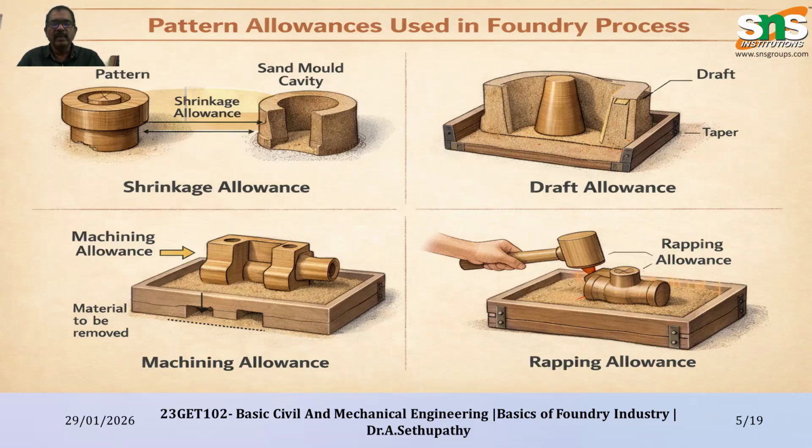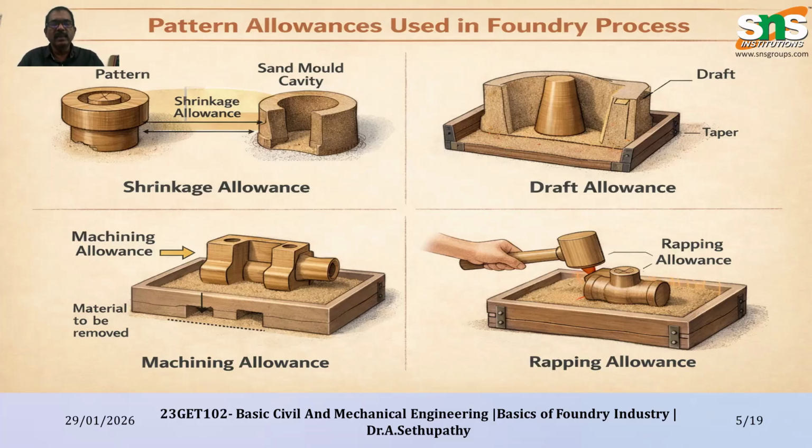So we give some draft degrees on the pattern's outer areas. This helps to remove the pattern from the sand mold without damage. This is called draft allowance, which we fix while making the patterns.